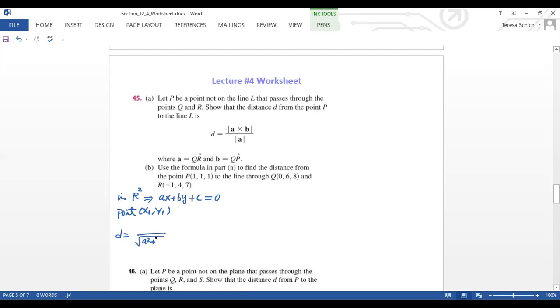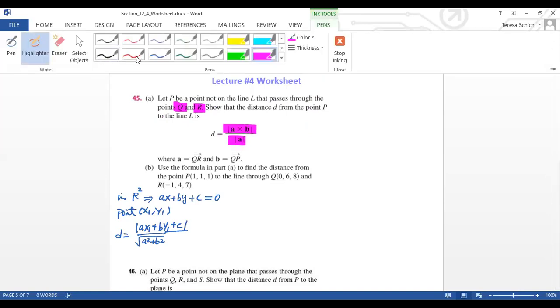It's the square root of a squared plus b squared, then you plug in x1, so this is a x1 plus b y1 plus c, right? So we said this is the distance in R2. If you have a point and a line in R2, that's the distance. Now we extend this. We have a line in R3 that goes through the points Q and R. Now I want to show the distance from the point P to the line L. This is the formula here.